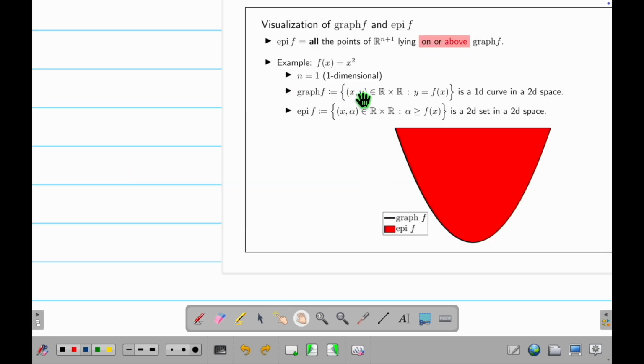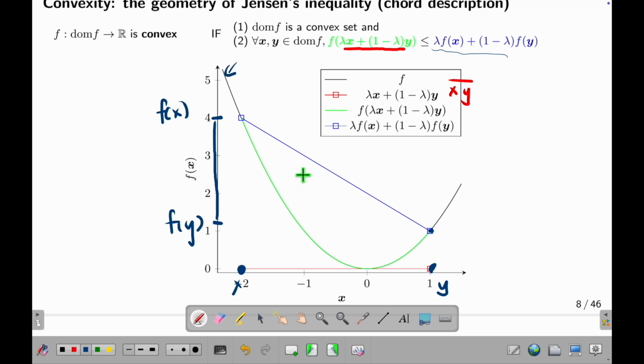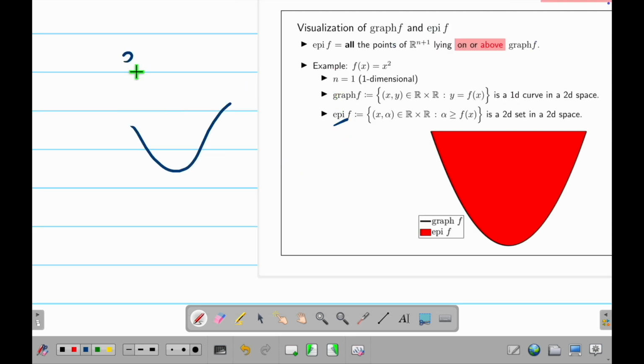Graph is all the xy ordered pairs such that y is f(x). So that means the graph is actually this line, okay? In this case, this thing is the graph. What is the epi? Epi means above. So epigraph means everything above the graph.